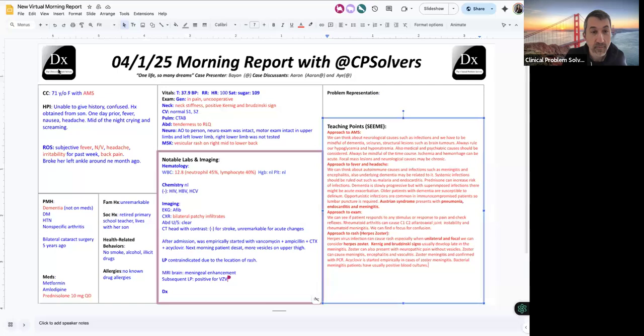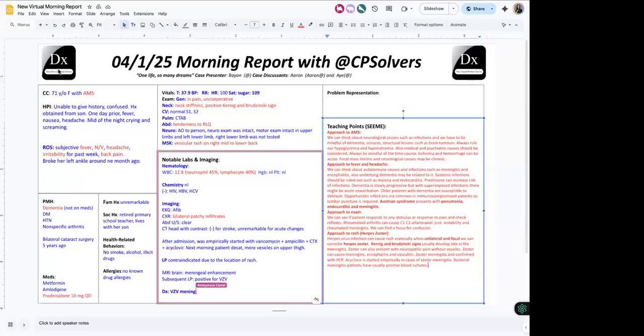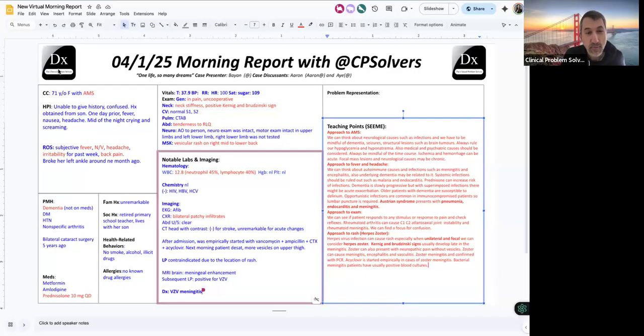Great. And do you know, Bayan, it's no problem if you don't, was it a VZV PCR or IgG or both? I am not sure, unfortunately. No problem. And how long after she presented was a lumbar puncture done?